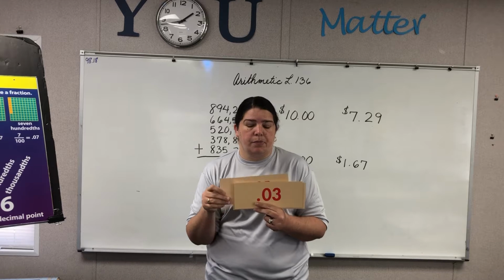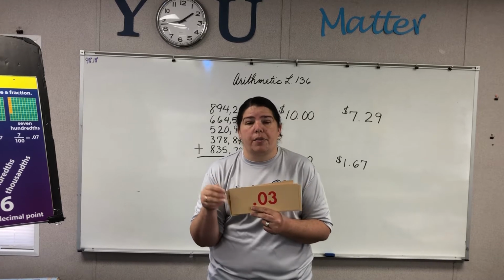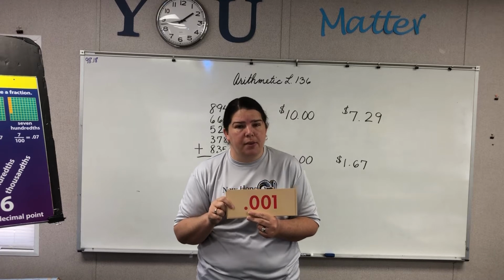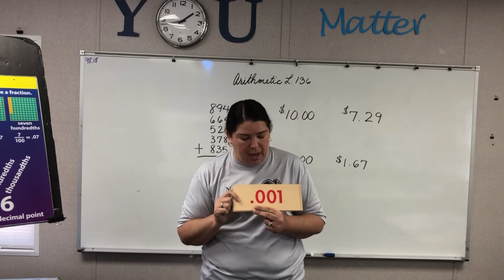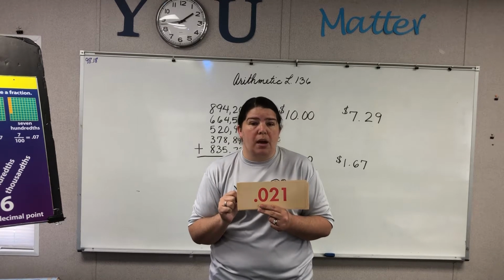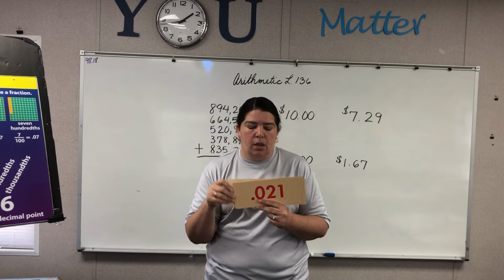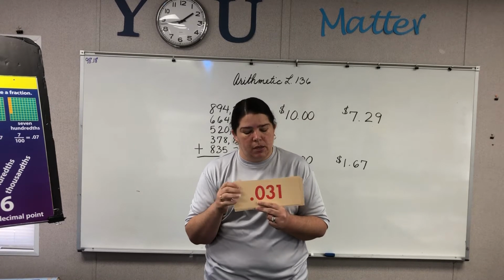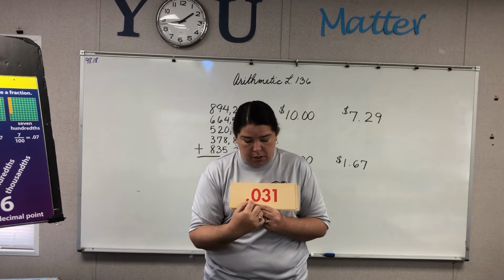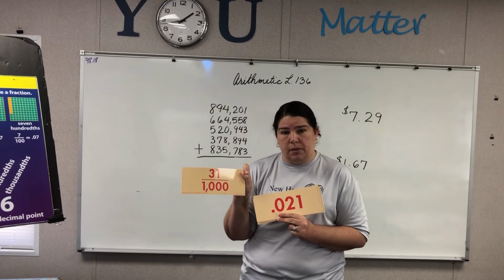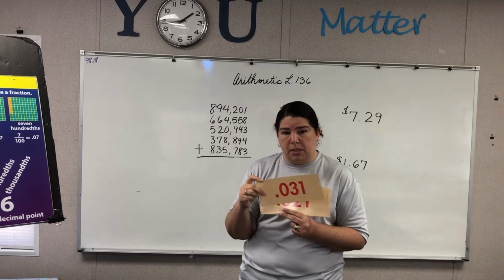3/100ths. Make sure you have that S, hundredths. 1/1,000th, 2/1,000ths, 3/1,000ths. There's a 0 because you need 3 place values when you write thousandths. Okay, 3 zeros, 3 place values.